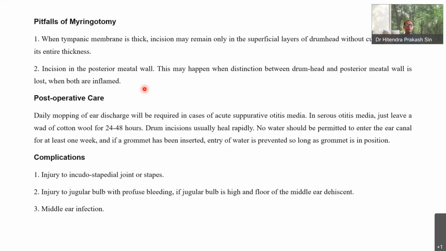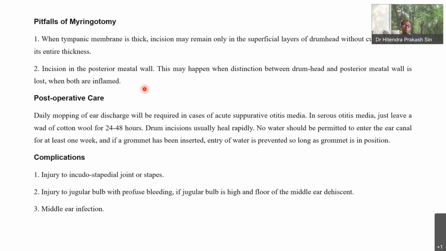Okay, how do we do post-operative care in these cases? We do daily mopping of the ear discharge in cases of acute suppurative otitis media, because the discharge comes out through the perforation into the incision which we have created. In serous otitis media, if you just suck out the effusion, usually the ear becomes dry. Incisions heal very rapidly. If you do not put a grommet, the incisions heal in 3-4 days.